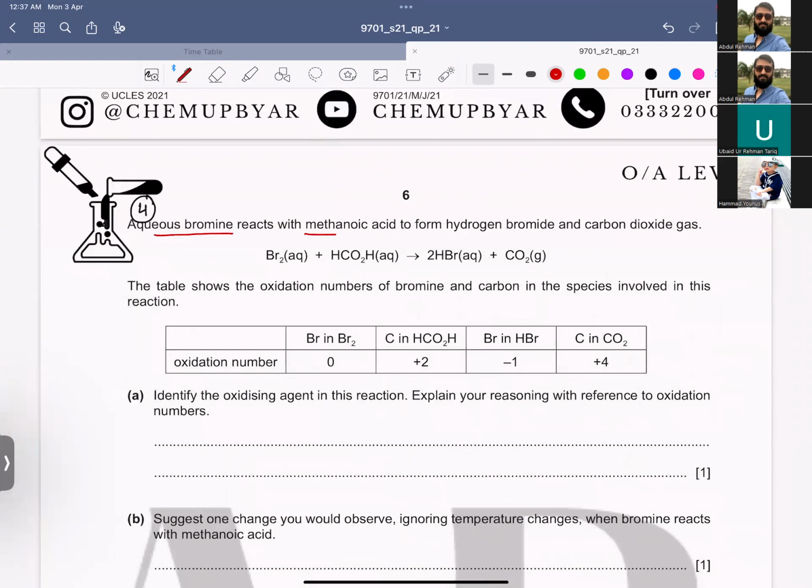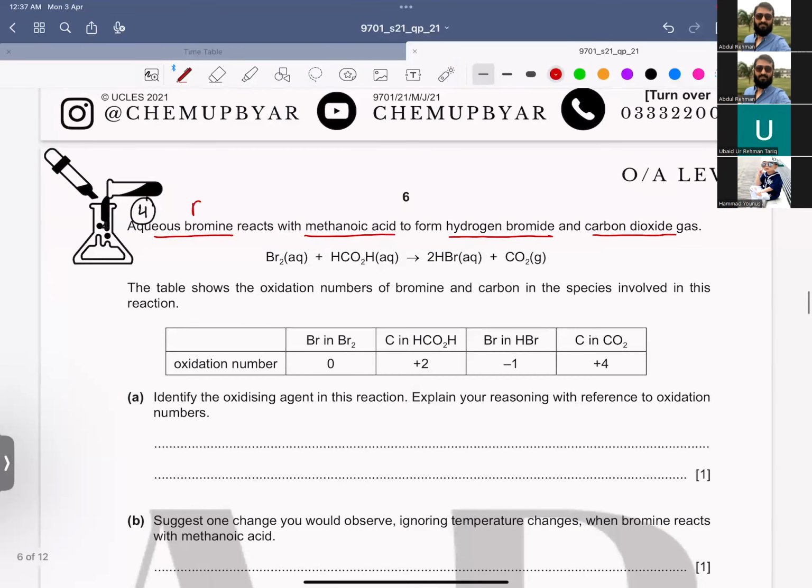Aqueous bromine reacts with methanoic acid to form hydrogen bromide and carbon dioxide. So here we have our reactants and these are the products of this reaction. And here you have our equation provided over here. The table shows the oxidation number of bromine and carbon in the species involved in this reaction.